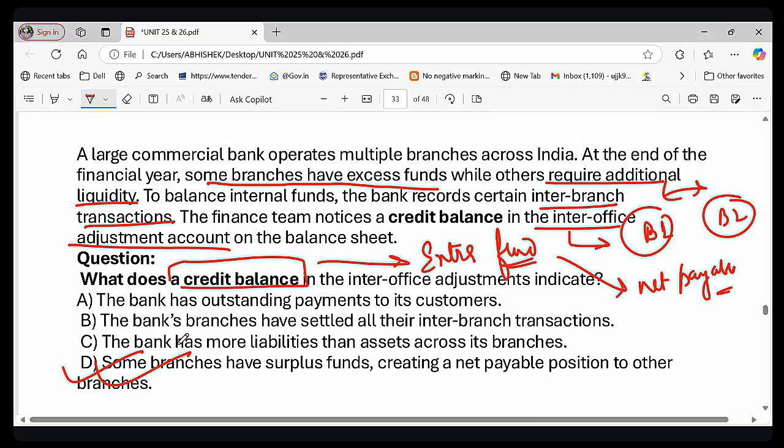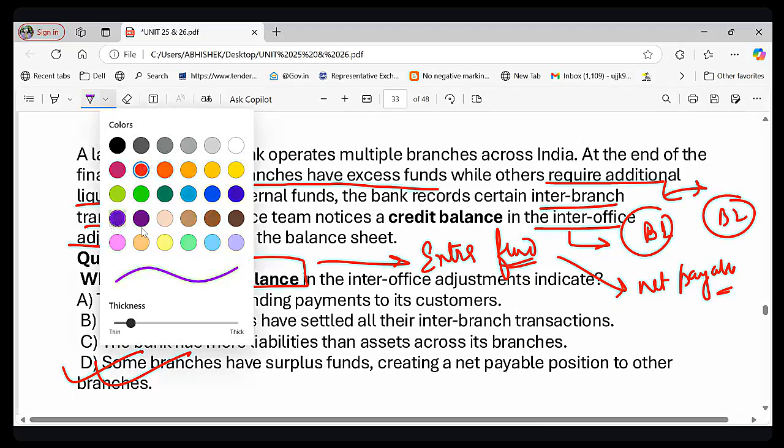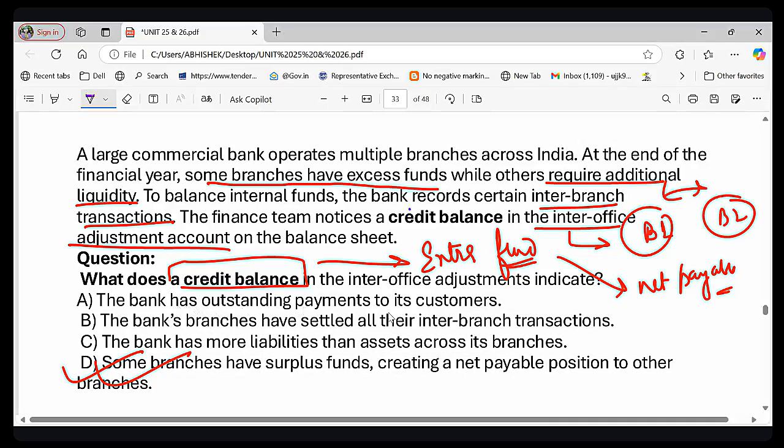Why are the other options incorrect? Let's first talk about option A. Option A is suggesting that the bank has outstanding payment to its customer. This is wrong, because this refers to an external liability, not an inter-branch adjustment. Option B, the bank branches have settled all their interbank transactions. This is wrong, because the credit balance shows an unsettled inter-branch transaction, not complete settlement. Had there been complete settlement, there would be neither a credit balance nor a debit balance.